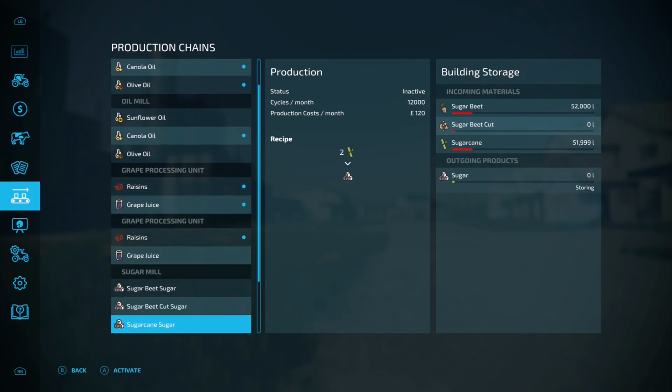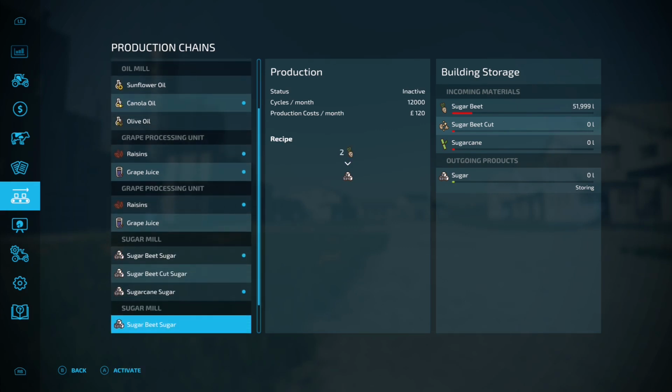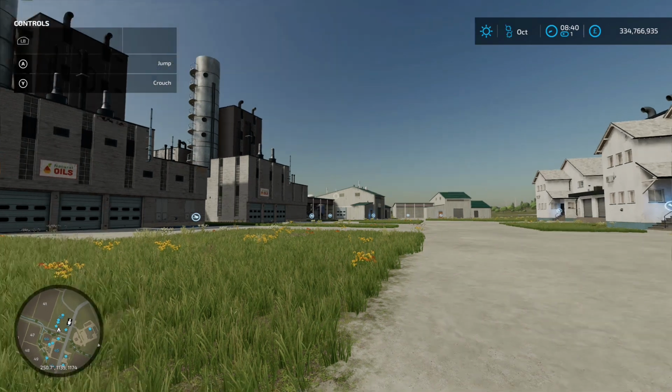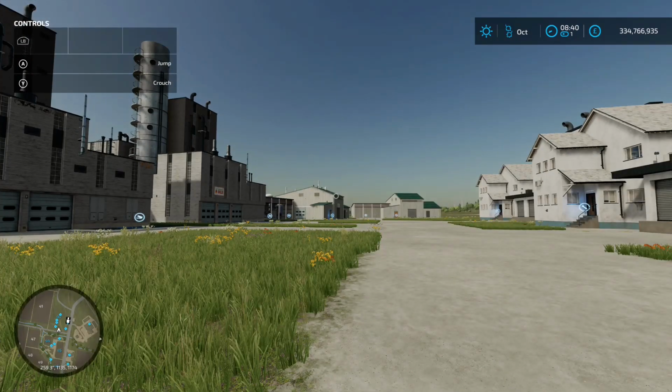And on the sugar mills, in the first one we've got sugar beet and sugar cane, so we'll start them pair off because they have both got the same recipe, shall we say. And on the second sugar mill we've just got the sugar beet, so we'll start that off as well. Okay, so that's everything loaded and everything processing. So I'm going to fast forward a month and we'll see what we get from an output perspective. So I'll see you back here in a bit.